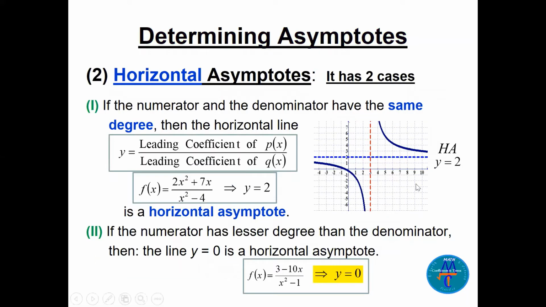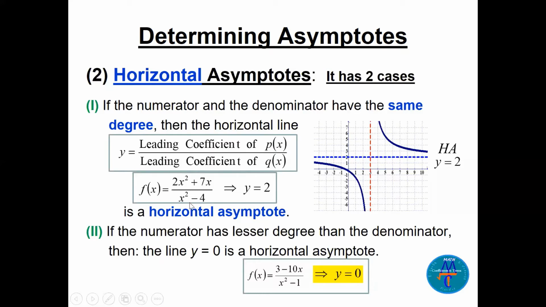Now to find the horizontal asymptote, we take y equals, because it's horizontal, the leading coefficient of the function p(x) divided by the leading coefficient of q(x), always like that. So if you have a function like (2x² + 7x)/(x² - 4), the leading coefficient here is 2, with the highest power, and the leading coefficient of the denominator is 1, so y will be 2 over 1.